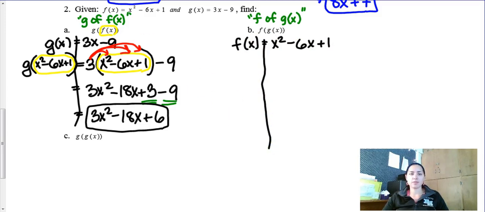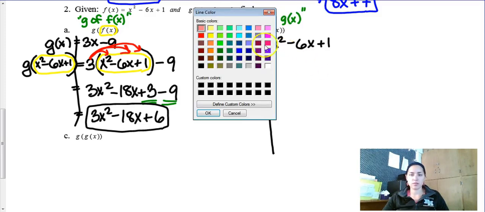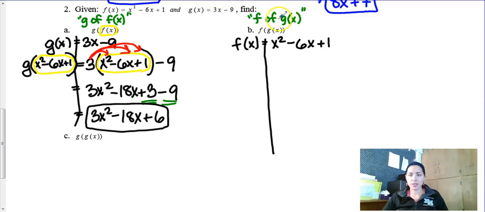Next, I ask myself, what's getting plugged into f? My input is g of x. So over here, I keep track of that. I write f of, and then I say, well, what's g? Let's go look. G of x equals 3x minus 9.